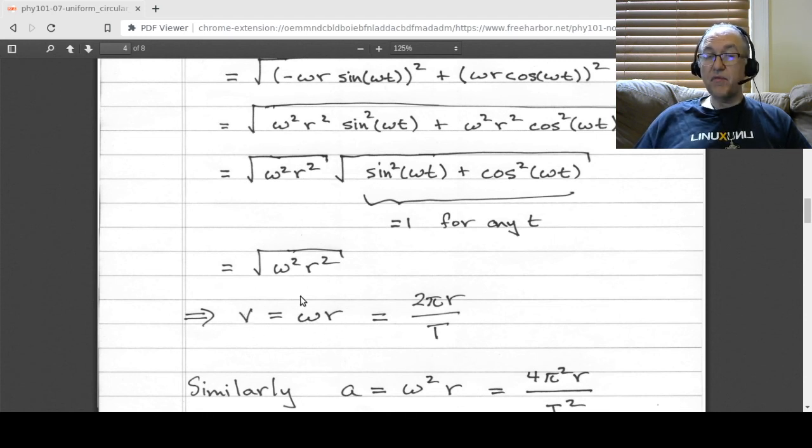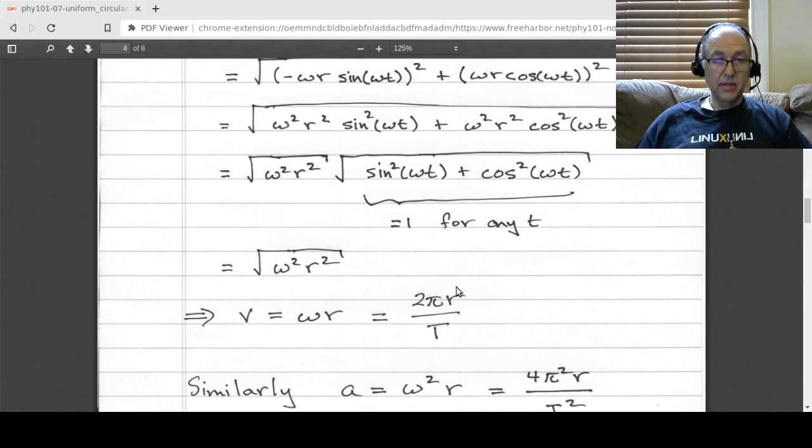Okay, and that's perfectly legitimate, but the way we're going to solve it in our problems is we're just going to use v is equal to 2 pi r over capital T, the period. And so even though there was a time dependence to the two components, when you put them together in the Pythagorean theorem, out pops something which has no time dependence at all. Don't think of capital T as a time dependence.